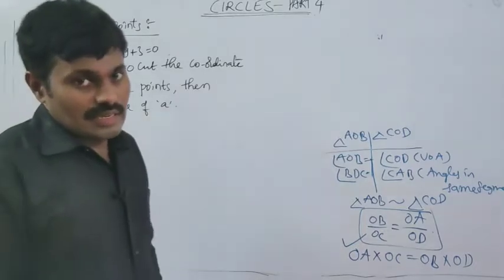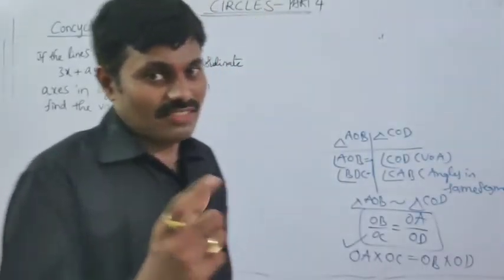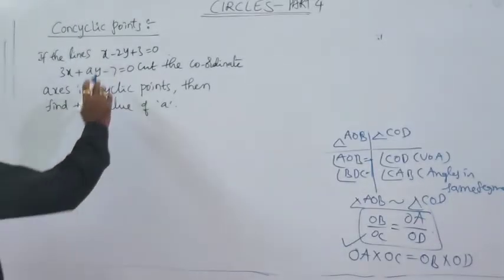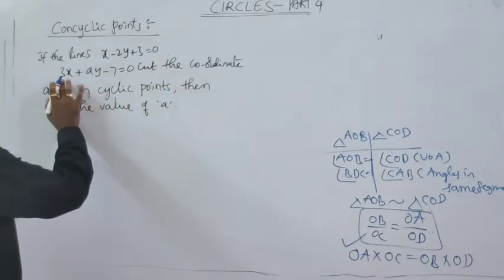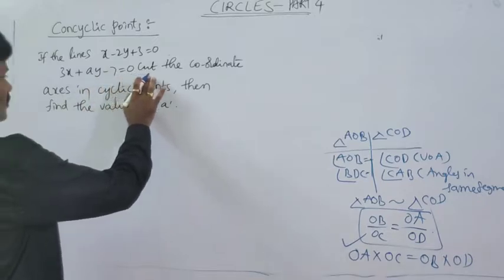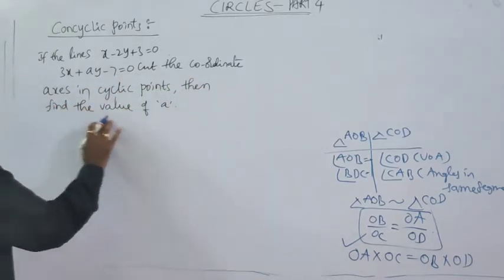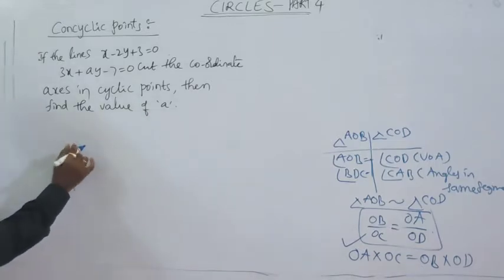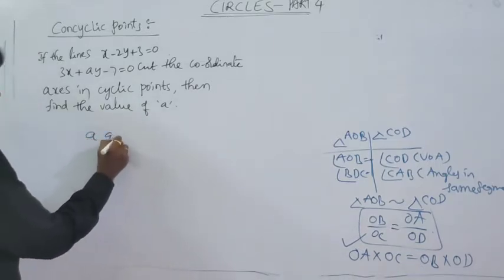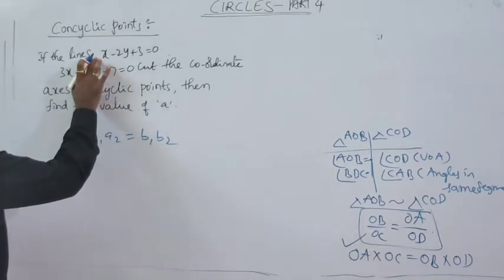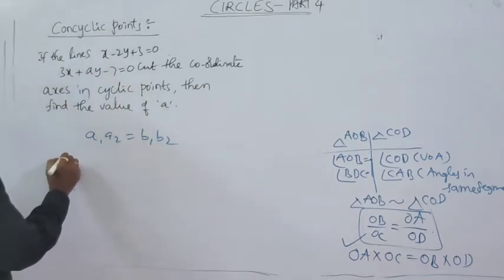Okay, students. Based on this concept, shall we solve one problem? See here, the given lines are x minus 2y plus 3 is equal to 0, and 3x plus ay minus 7 is equal to 0. They cut the coordinate axes in concyclic points, meaning 4 points. Then find the value of a. We already know the formula. What is that? a1 a2 is equal to b1 b2. From here, what is the x coefficient? 1.